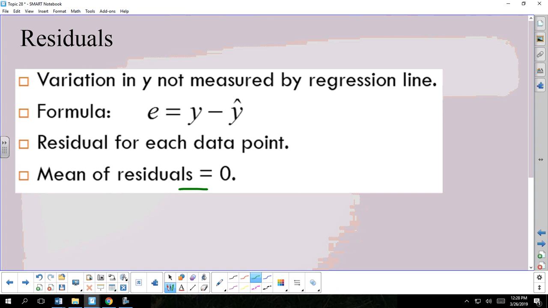Notice the mean of the residuals, also another important thing for multiple choice type questions. The mean of the residuals always equals 0. Why? Because the sum of all the residuals is going to be 0.